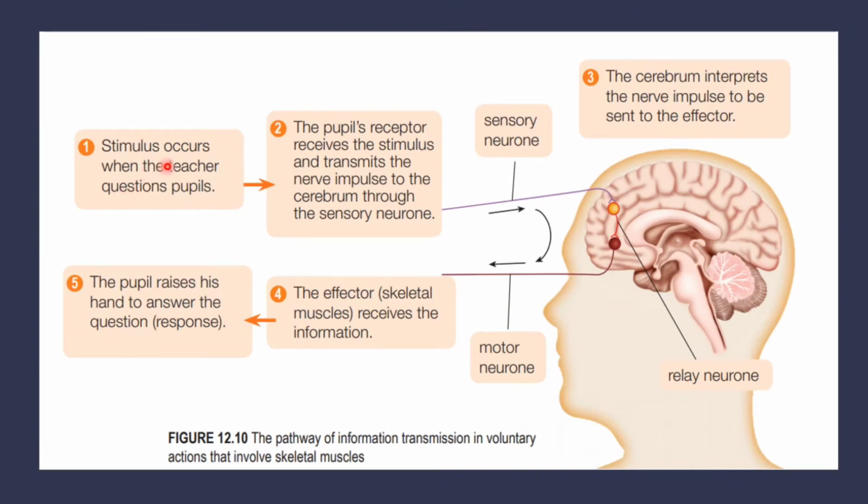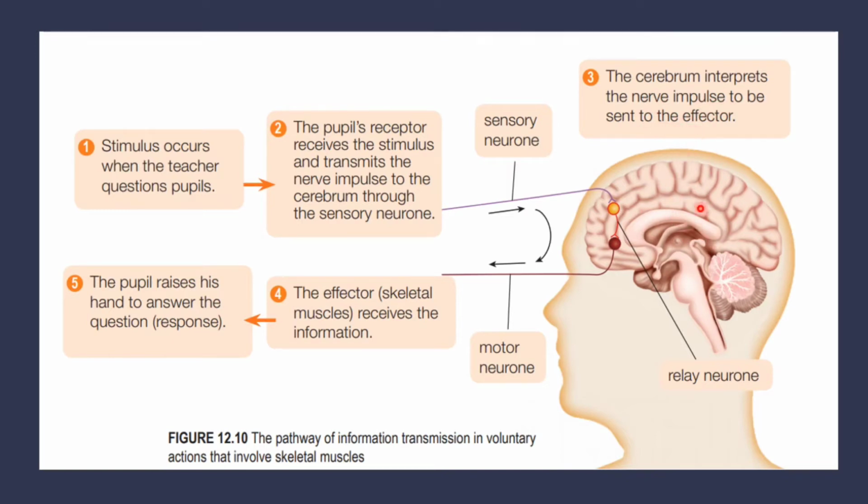The information pathway in voluntary action is demonstrated in this figure. At first, the stimulus occurs when the teacher questions pupils, meaning the teacher asks questions. Then the pupil's receptor receives the stimulus and transmits the nerve impulses to the cerebrum through the sensory neuron. And then the cerebrum interprets the nerve impulse to be sent to the effector.